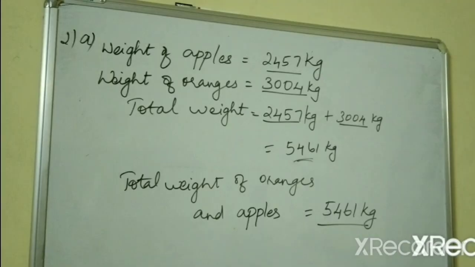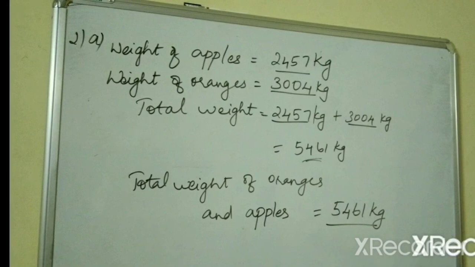In that, our first subdivision: can you find the total weight of apple and oranges Raman sold last year? So weight of apple is equal to 2457 kg. Weight of orange is also given. We have to find the total weight. Total means we have to add both. Adding both we get 5461 kg. So that is the total weight of oranges and apple.